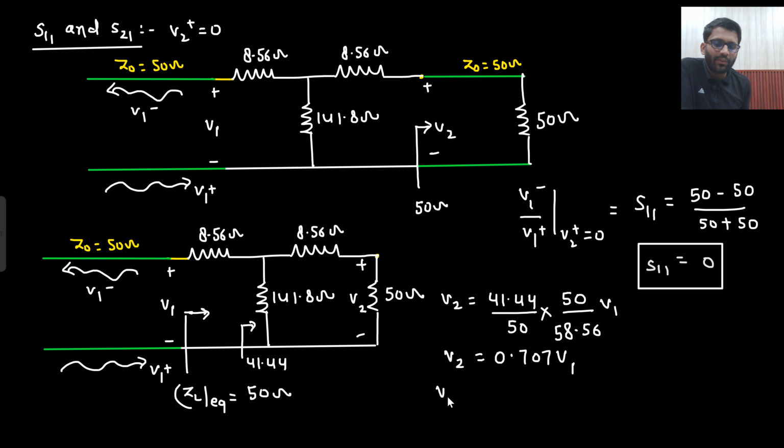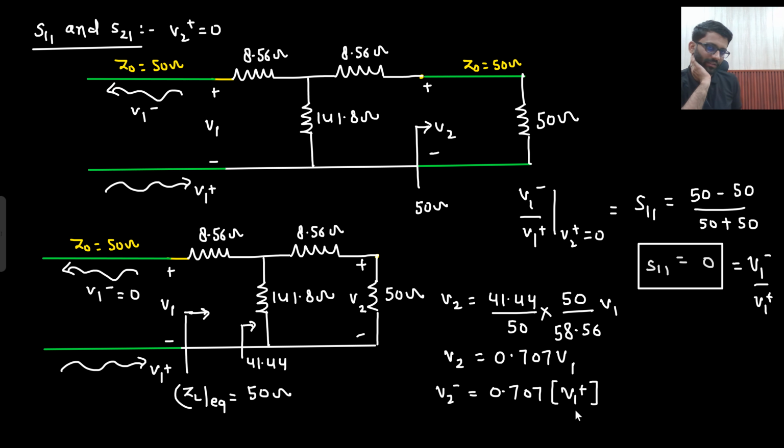Now, what is V2 equal to? V2 minus only, 0.707. Now, what is V1 equal to? Look, the reflection coefficient is coming out to be 0, no? That means V1 minus divided by V1 plus is 0, that means V1 minus is 0. There is no reflection, only the incident wave is there. So towards the load, only V1 plus goes. V1 minus is not even returning, because the reflection coefficient is 0. So V1 is also equal to only V1 plus.